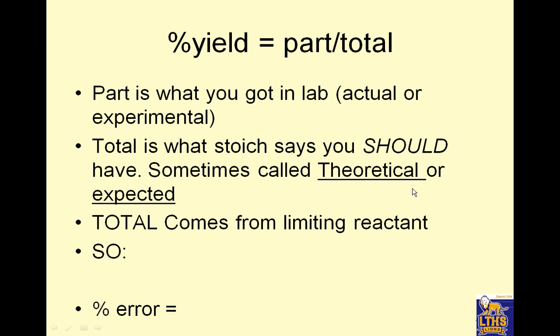Okay. Last but not least, percent yield is part over total. So, what is the part? Part is what you get in an experiment in the lab. So if I go in the lab and make some sodium chloride, that's the part. That's what I make in the lab actually in the experiment. Total is what stoich says you should have made. This is sometimes called theoretical or expected. The total comes from the limiting reactant.